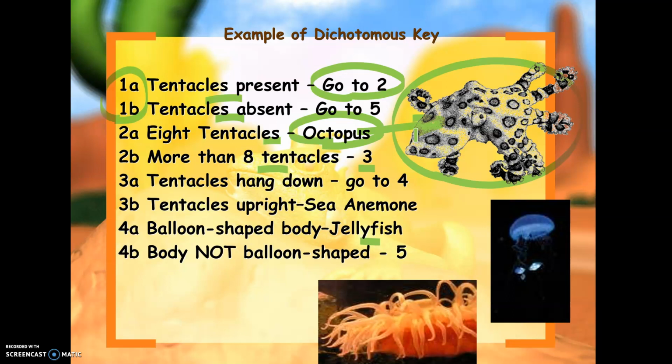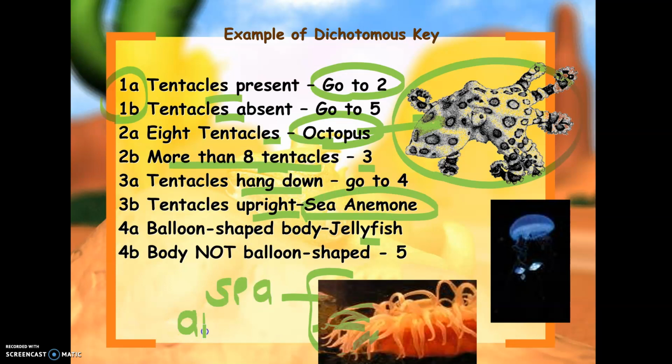Okay, so again, we're going to start from 1. Tentacles present, go to 2. We're doing this one. So it does have tentacles, right? These are tentacles, so we're going to go to 2. When I go to 2, it has more than 8. If I look at all of these, there's more than 8. So now I'm going to go to 3. Do they hang down or are they upright? Oh, they're upright. So this must be a sea anemone. So you see how this works. Again, you can kind of cheat on this one because you might already know what a sea anemone looks like.